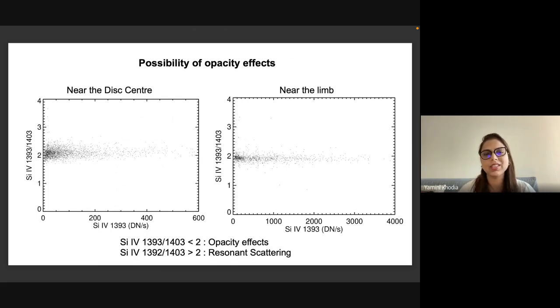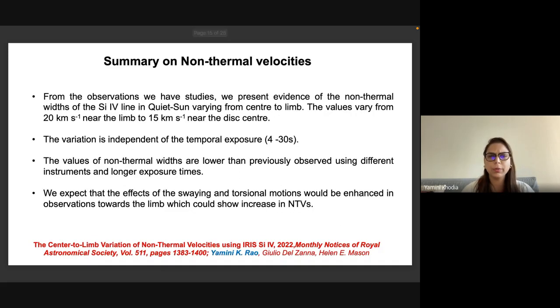So we see that this effect is not due to the opacity, but it could be. Also, the fact that the non-thermal velocity values moving radially suddenly change from around 15 or 20 kilometers per second to 25 kilometers per second on the disk shows that the plasma motions are not radially aligned but are perpendicular.